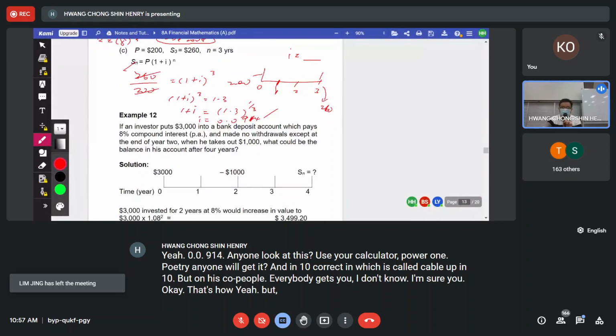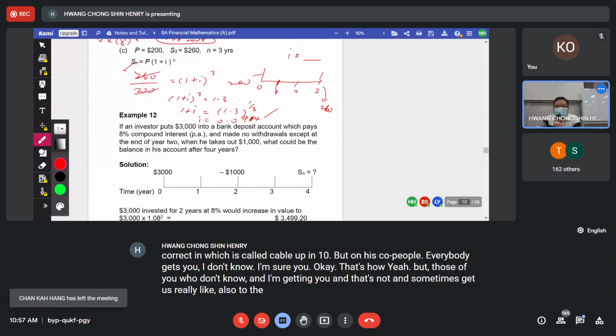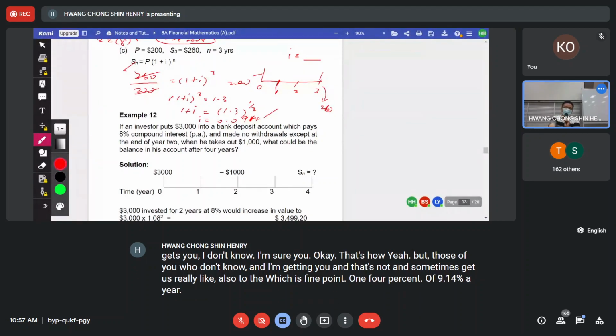Those of you who don't know, cannot get it, you can ask now. Exam time cannot ask already, or you can ask your tutor. Which is 9.14% per year. Now we are talking about all this per year. Let's talk about all this per annum.